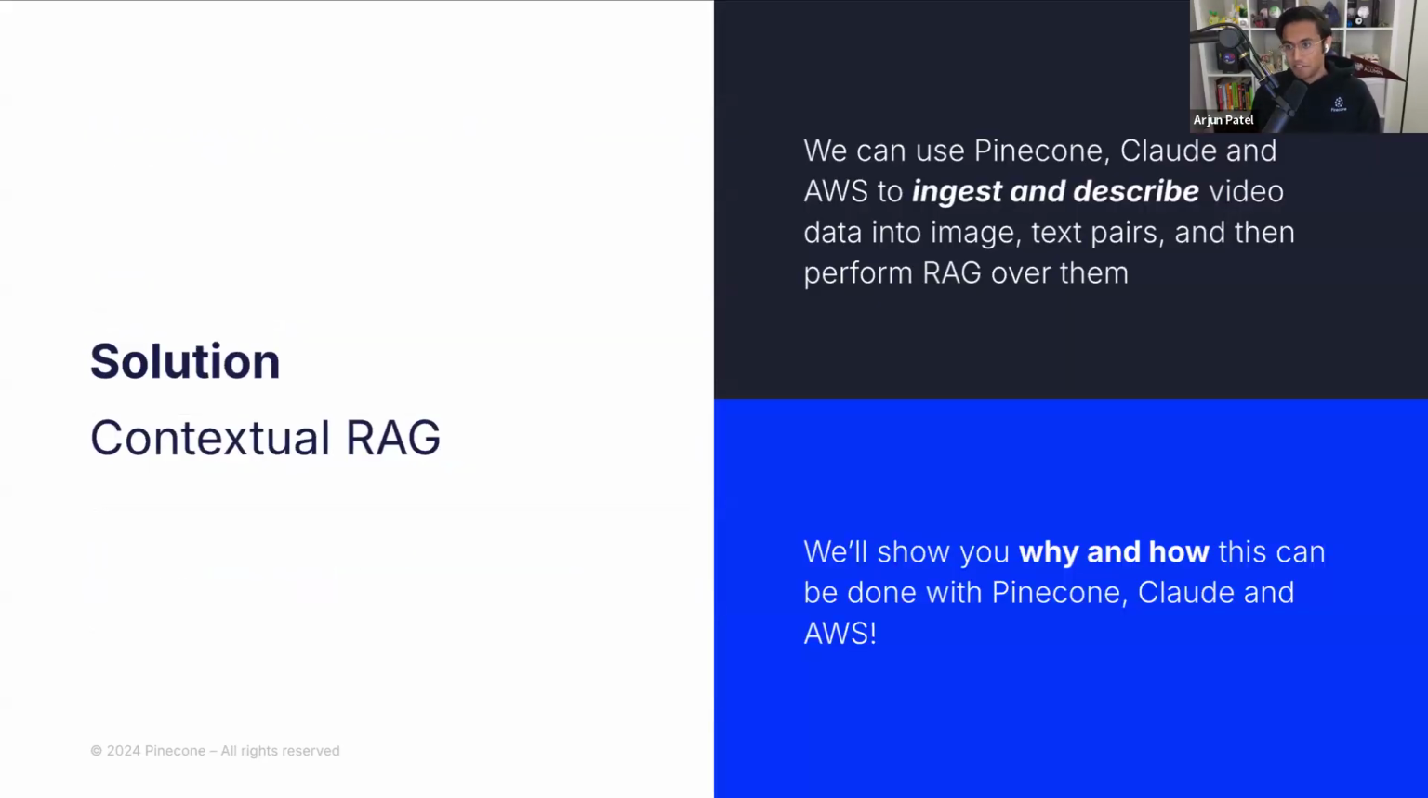One of the possible solutions we can use to solve this problem is using Pinecone, Claude, and AWS to ingest and describe the video data into image and text pairs, and then perform retrieval augmented generation over them. And today we're going to show you how you can do this with Pinecone, Claude, and AWS.